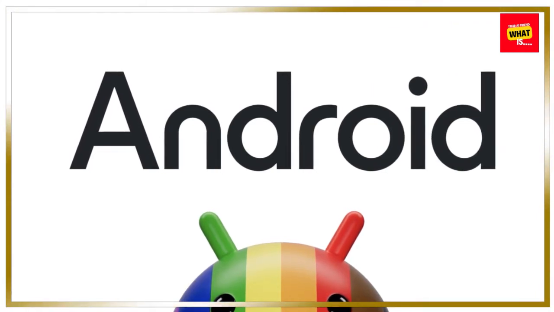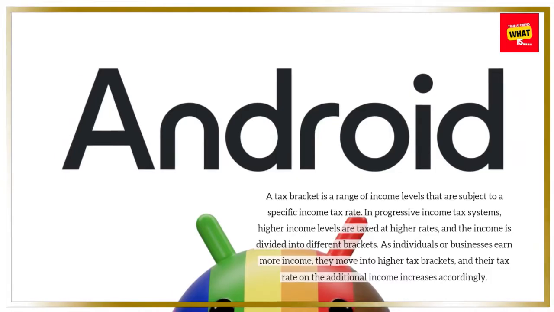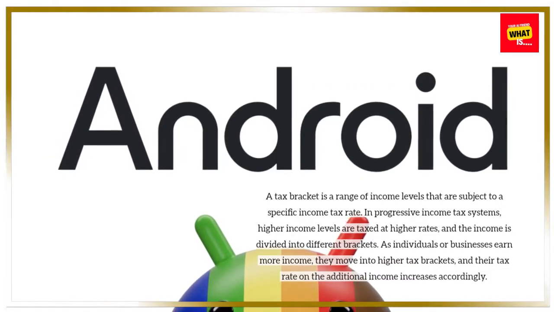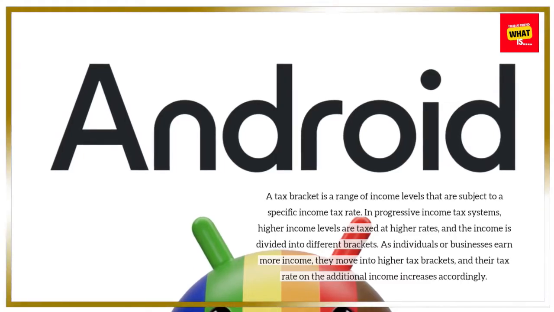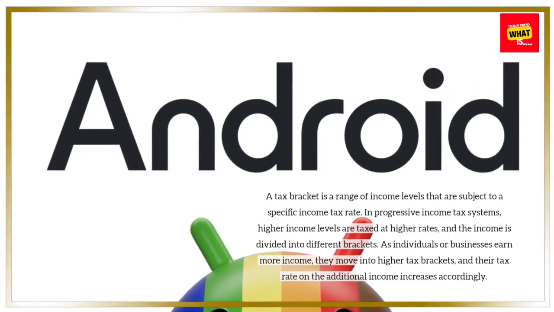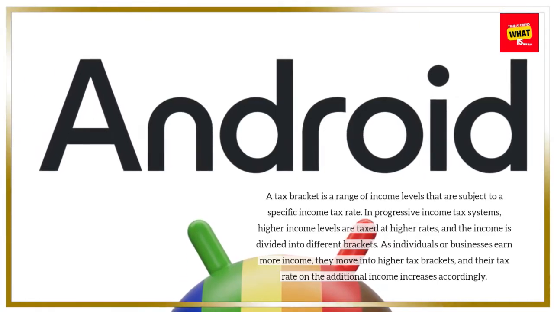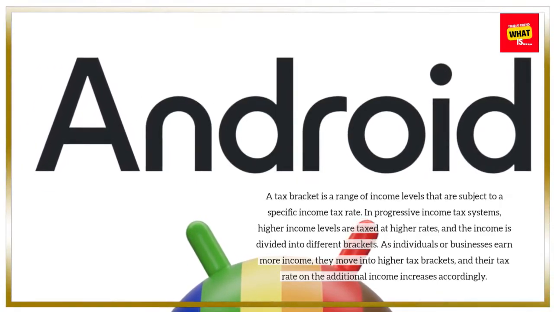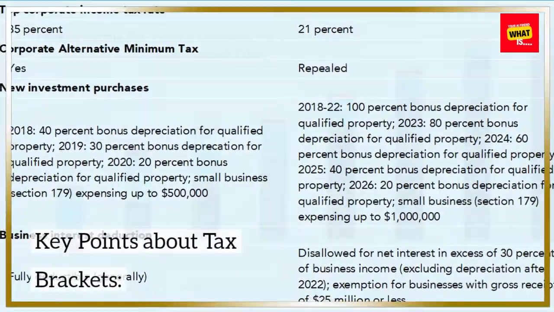A tax bracket is a range of income levels that are subject to a specific income tax rate. In progressive income tax systems, higher income levels are taxed at higher rates, and the income is divided into different brackets. As individuals or businesses earn more income, they move into higher tax brackets, and their tax rate on the additional income increases accordingly. Key points about tax brackets.